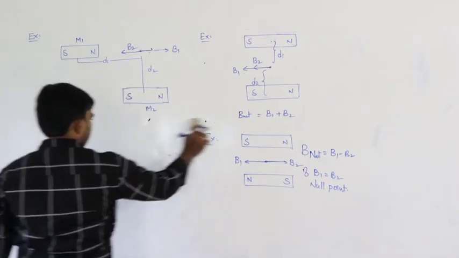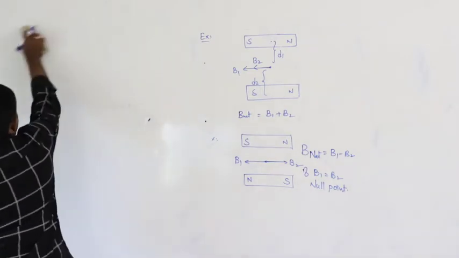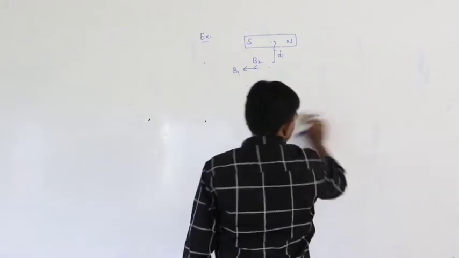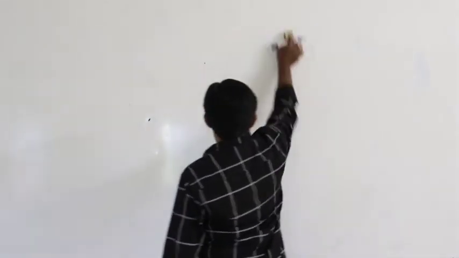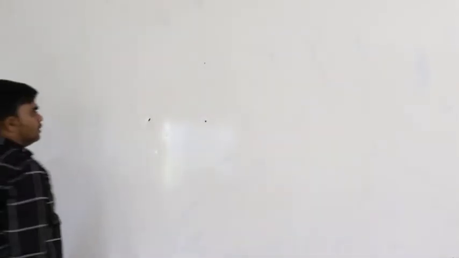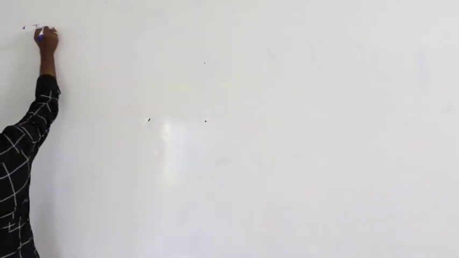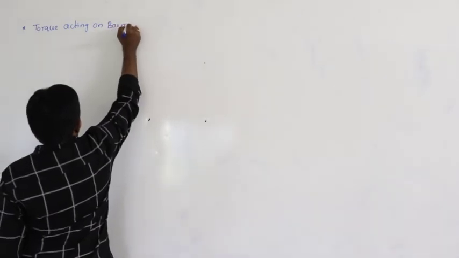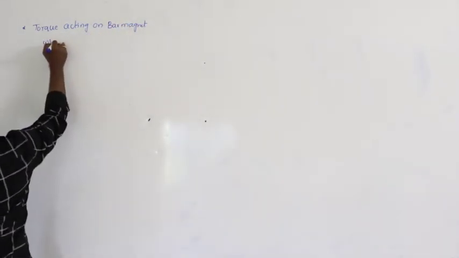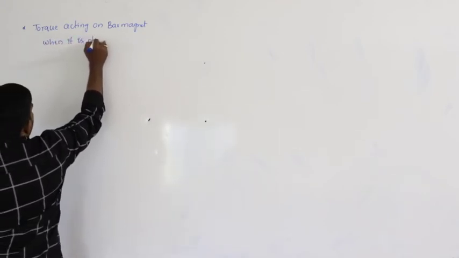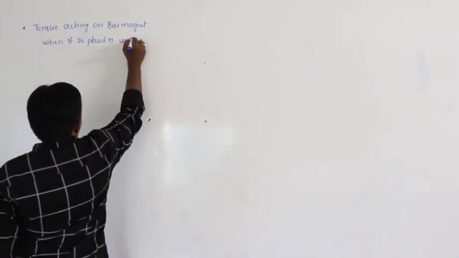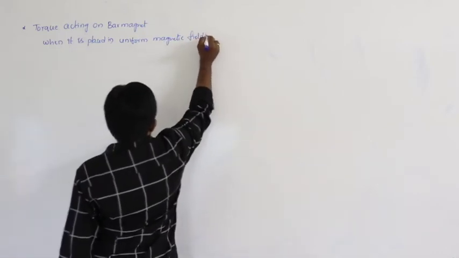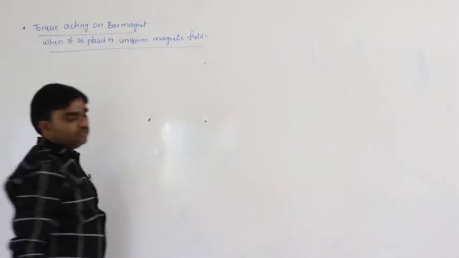Next, torque acting on bar magnets when it is placed in uniform magnetic field. Torque acting on a bar magnet when it is placed in uniform magnetic field.